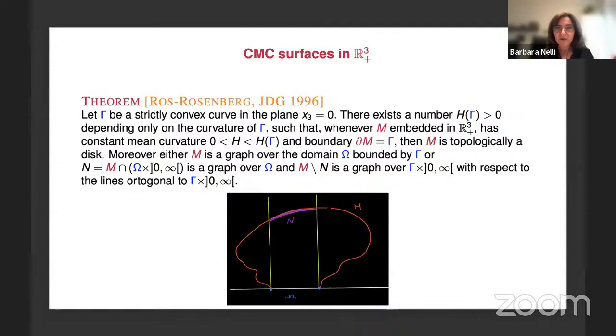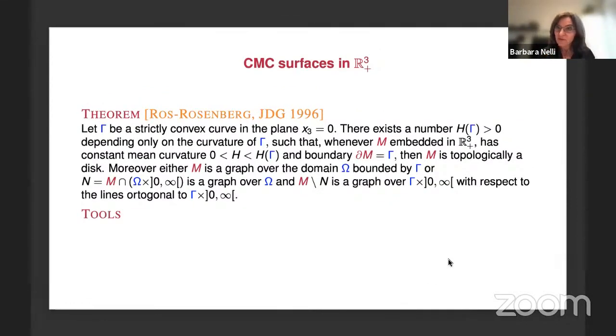Moreover, you also determine the shape of M, which is exactly as in the picture. I mean, it is a graph here, what I called N, so in the cylinder above the boundary it is a graph. And also what is outside is a graph with respect to the horizontal line going out of the cylinder over the domain omega. Okay, so this is a beautiful theorem. And the tools for proving this theorem, first, you need the height estimate.